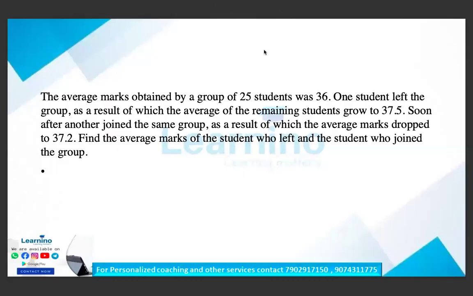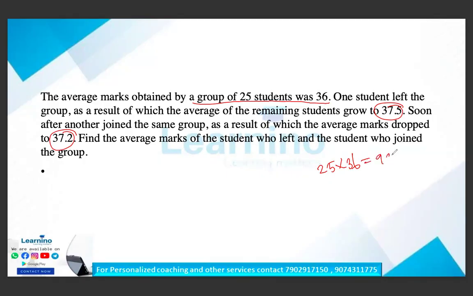Next, the average mark obtained by a group of 25 students is 36. One student left the group, as a result of which the average of the remaining students grew to 37.5. Soon after, another joined the same group, as a result of which the average mark obtained rose to 37.2. Find the average mark of the student who left and the student who joined the group.